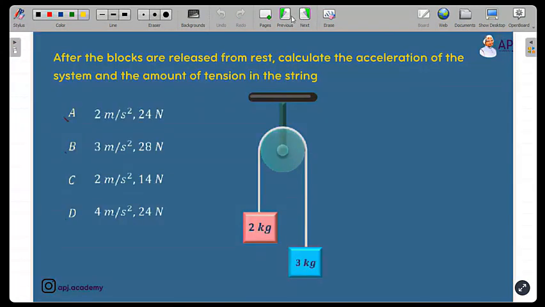Yeah, can you see the question? There are two blocks. One is of 2 kg, the other one is of 3 kg. The question says after the blocks are released from rest. Released from rest means that the system was stationary when you started observing the motion.